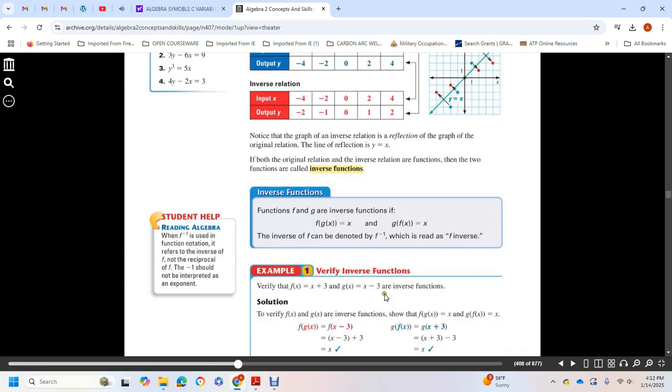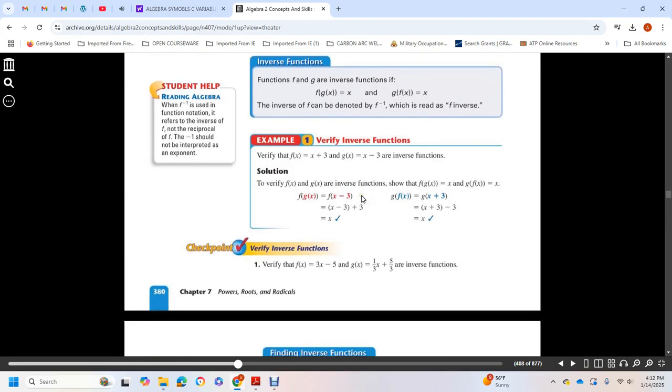called inverse functions. The functions f and g are inverse functions if f of g of x is equal to x and g of f of x is equal to x. The inverse of f can be denoted as f to the negative 1, which reads as f inverse.